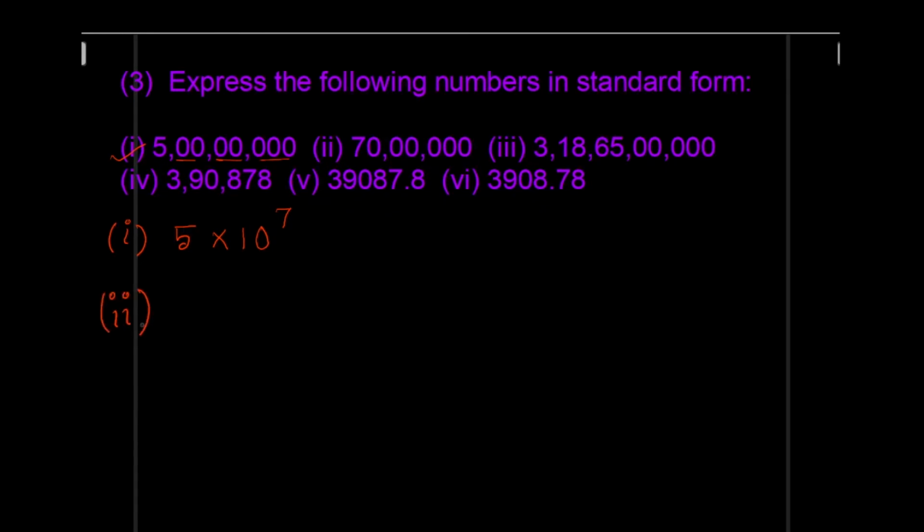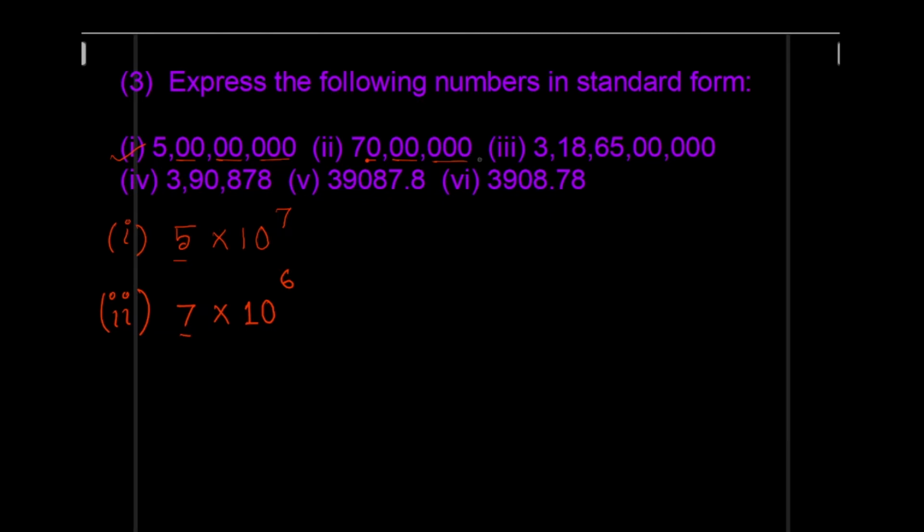In question number 2, it is given that 70 lakhs. So can we write 70 into... see one thing, after 7 how many zeros? 3, 6. So can we write 10 to the power 6? So question number 1 and 2 are almost the same. In these two questions, we simply have to write 10 to the power something, because 5 and 7 both are between 1 and 10.